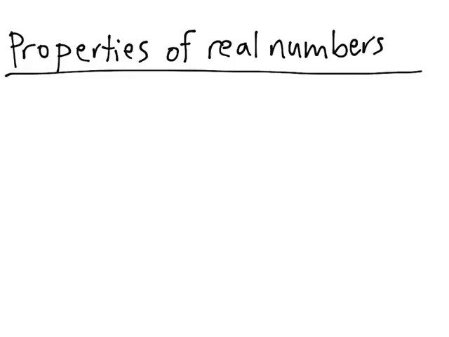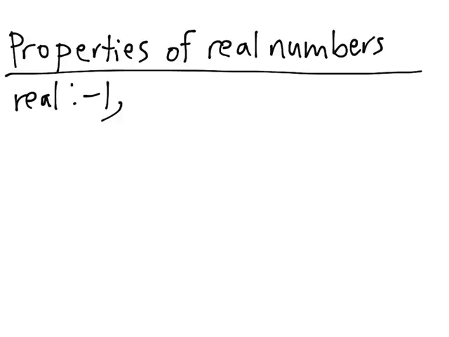I'm going to be talking about properties of real numbers. First, I should say what real numbers are. Every number that you would encounter in everyday life is a real number. In fact, if you look at a number line, every point on that line corresponds uniquely to a real number. Here are a few examples.